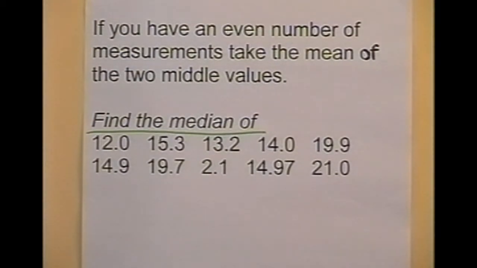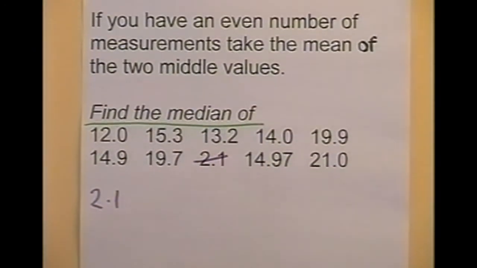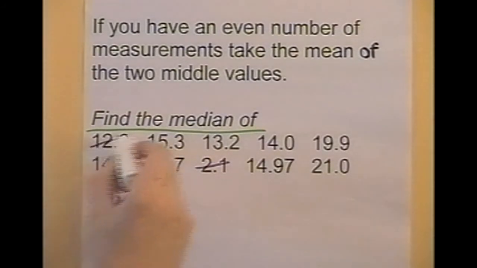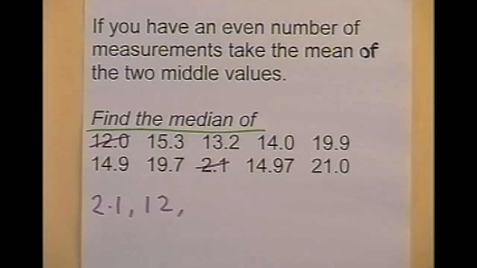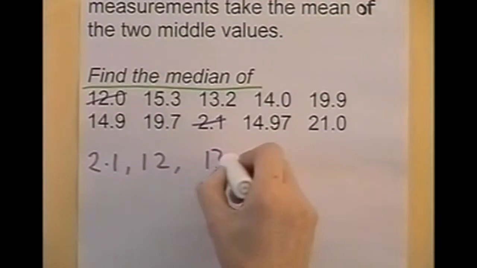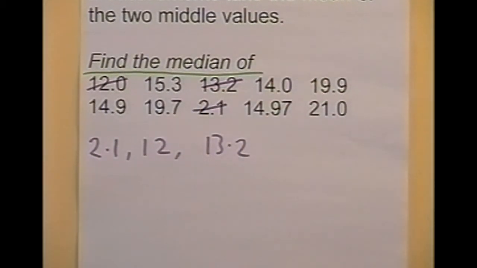So again, we'll make a line plot. So let's start off with the lowest value, 2.1. And then the next value after that is 12. And the next one after that is 13.2. The next value after that is 14.